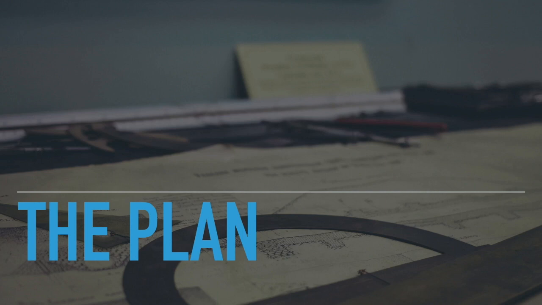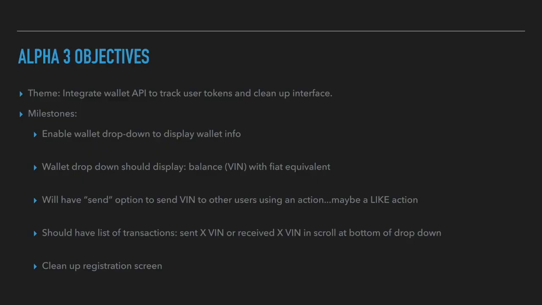So our plan for Alpha 3, we had a number of objectives, primarily integrating the wallet API as it's now available. Specifically, we wanted users to be able to see how many tokens they had and what the fiat value was, but also be able to open a dialogue and see what their transactions were. In addition, we wanted to enable liking, which would be a user-to-user transaction that would give the person they like tokens and instill trust in other people. And then we had a few other things we also wanted to accomplish.